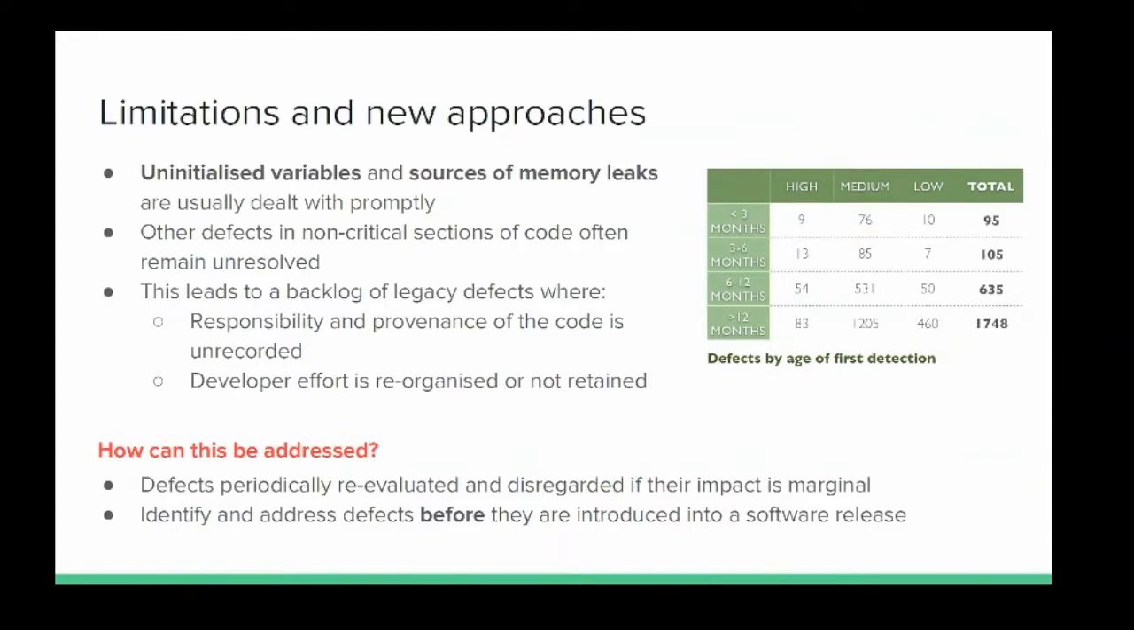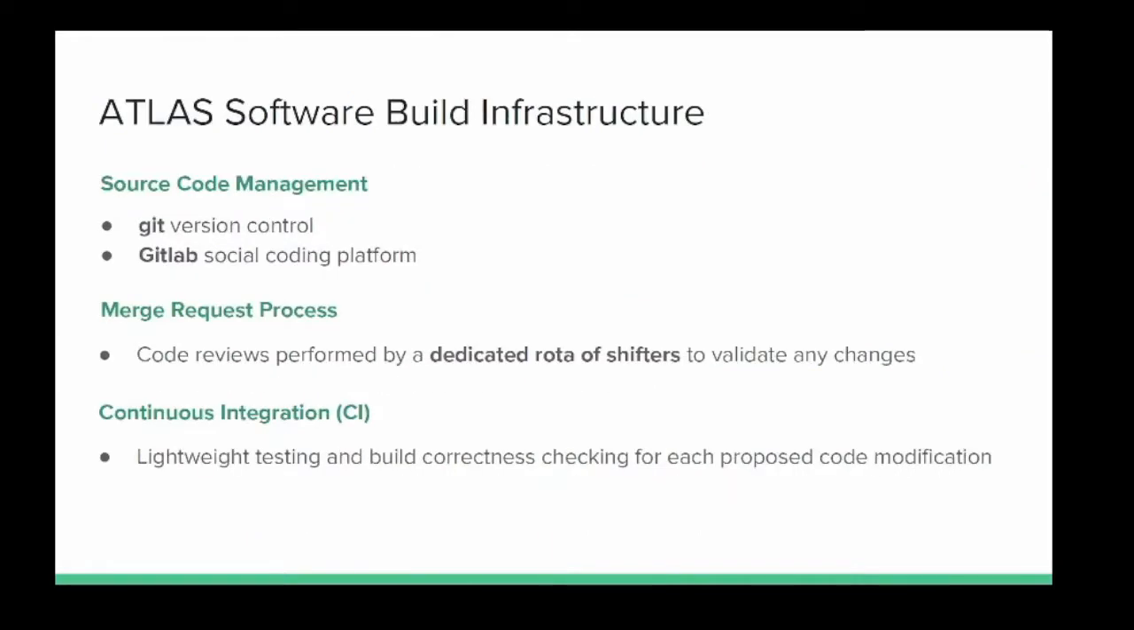So how do you address something like that? Well, you could periodically reevaluate and disregard any defects where the impact is marginal. So say have a cutoff of 12 months and have an amnesty, and if it doesn't look like it's going to affect everything, just forget about it. Now it's not as satisfactory, but it's pragmatic and would work. But the second point, which is what I want to talk about today, is to identify and address defects before they are introduced into a software release, rather than looking post facto. Just look and try and capture them on the fly.